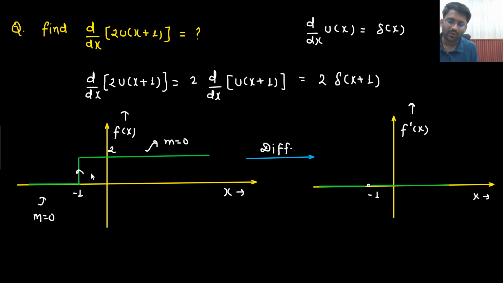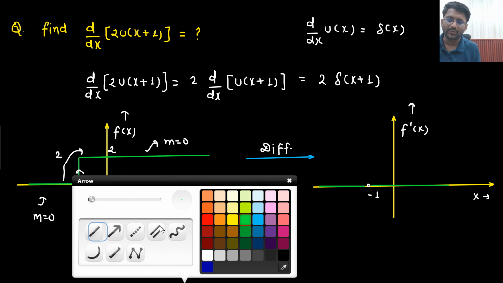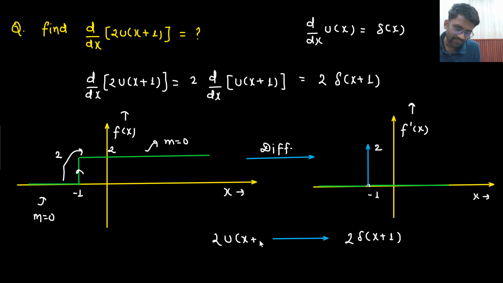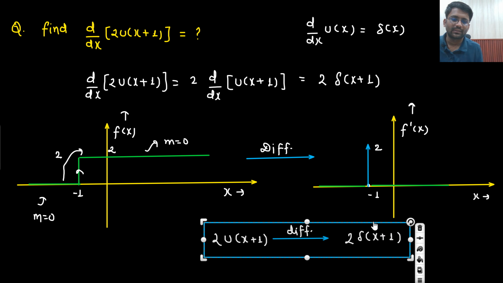But sir, here there is a jump of 2. How much jump is there? From 0 to 2 you are going, no? So the jump is of 2. So what is the answer? 2 delta(x plus 1). What is the differentiation from here to here? Here the value was 2u(x plus 1), and if I differentiate, the answer is 2 delta(x plus 1). This is the answer.